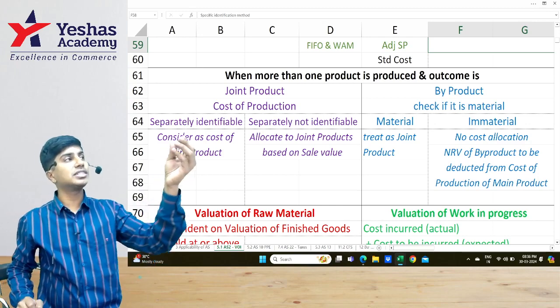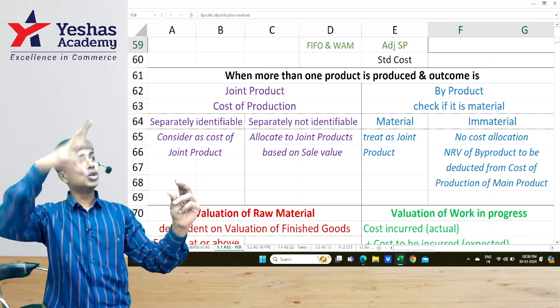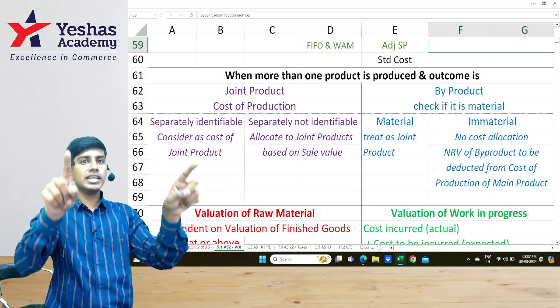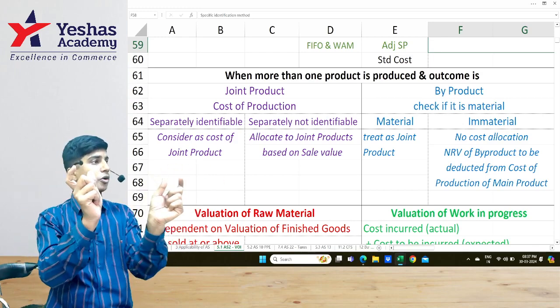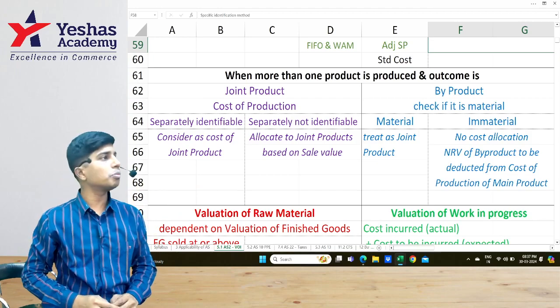Sometimes one joint product's sale value is high, number of units is less. For another joint product, sale units is more, value is less. So we should take number of units multiplied by selling price per unit, the value of the two joint products. In that ratio, we apportion the joint cost incurred for both of them.